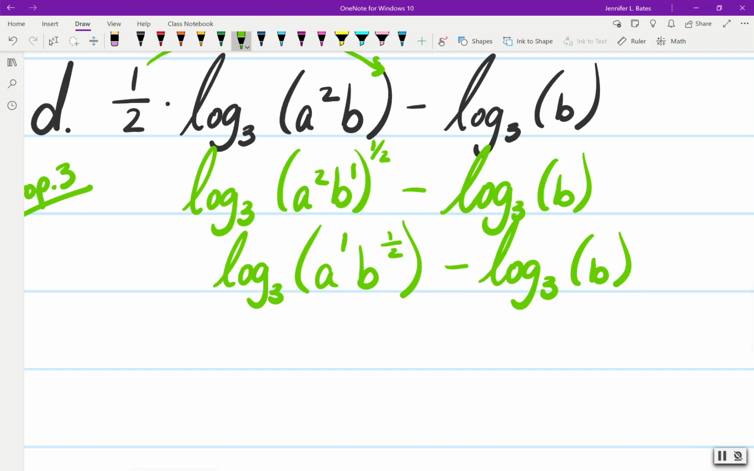Now I don't have any coefficients, so now I can use a log property to combine these. Which log property can combine these? Very good, log property 2. Log property 2 says if I have two logs being subtracted, I'm going to divide the arguments. So this is a b to the 1/2 over b.